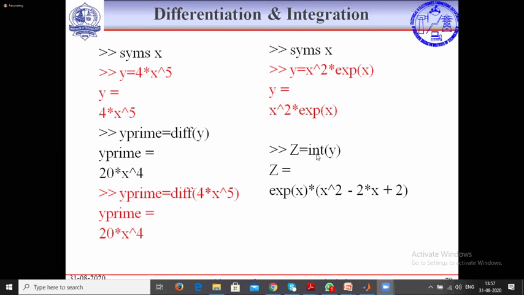So for integration, int of y will generate the integration. The answer will be like this, exponential into x square. Do you remember how to find this integration or not? Just by giving int of y, it will find the integration of this.